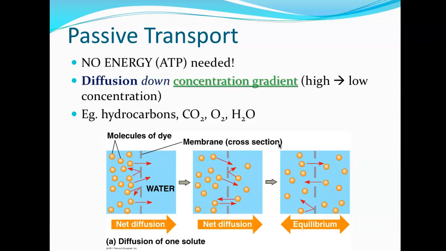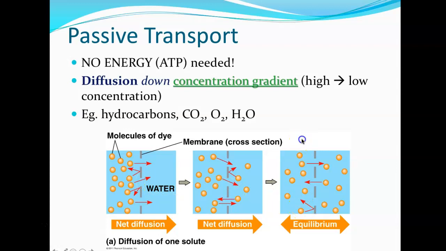Okay, so concentration gradient from high to low, and then what can freely diffuse across the cell membrane: hydrocarbons, carbon dioxide, oxygen, and water. Once again, I would have those memorized. And so this is just showing you what diffusion is. The goal of diffusion is to create equilibrium, equal amount. So if you look at the dye in the water, why does dye spread through water? Basically, it's to achieve equilibrium.